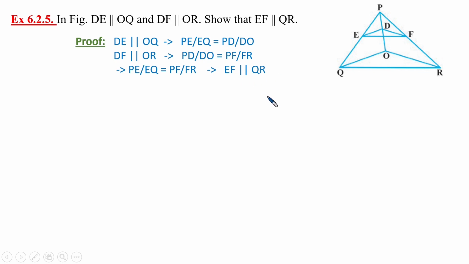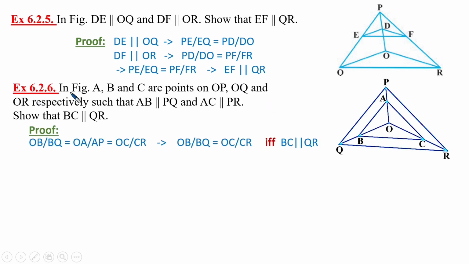Okay, so PF has to be parallel to... Okay, now exercise 6.2.6. It says in this figure, triangle PQR is given. In this triangle PQR, points A, B and C are on OP. This is OP, so you are drawing, this is the center point. So you join OP, OQ, OR, and A, B, C are in these segments such that AB is parallel to PQ and AC is parallel to QR, and prove that BC is parallel to QR. Okay, this we have to prove.